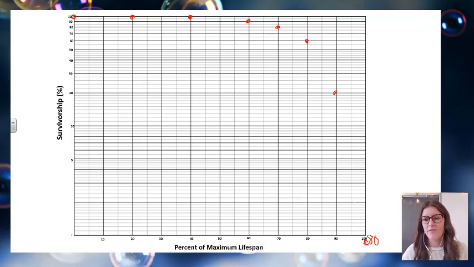And then we have 10% surviving to 95%. No, let's say it's less than that. Let's say that only, this would be 2. So this is 1, this is 2, 3, 4, 5. So we'll say that just a few survive there. And then we'll say that only 1 survives to that age and then they die. So their graph would look like this. This is a type 1 survivorship curve for humans.